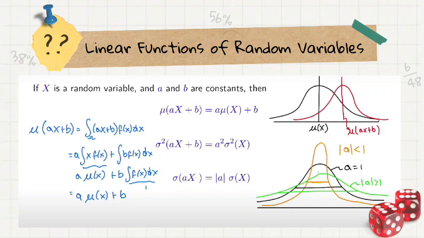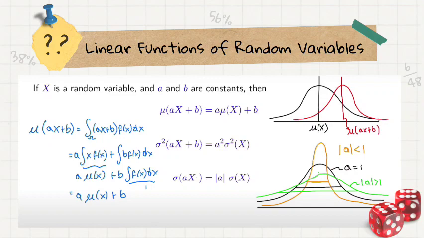Linear functions of random variables. If x is a random variable and a and b are constants, then the mean of ax plus b is equal to a times the mean of x plus b. This can be observed in the plot on the right hand side, where the location of the mean of the new variable ax plus b is given by the linear combination of the mean.